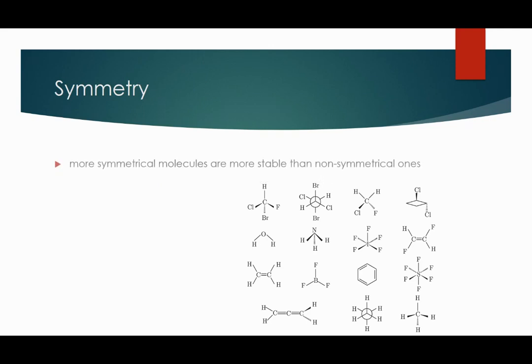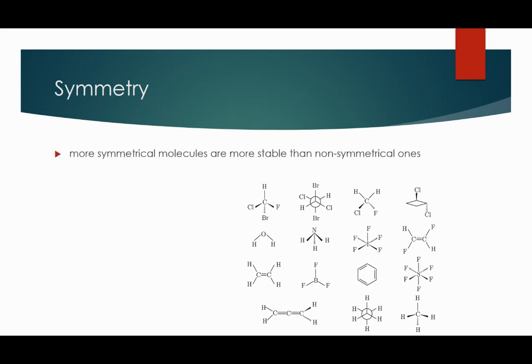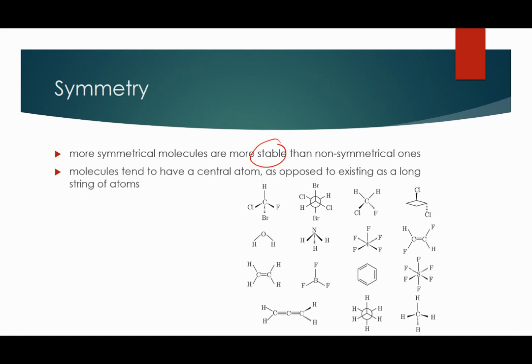Lastly, in terms of symmetry, when you actually start drawing these out, molecules want to be symmetrical. The more symmetry it has, the more stable it is. As we all know in chemistry, everything wants to be stable and happy. So if it is not symmetrical, it's going to be less stable. Molecules tend to have a central atom, so they don't exist in big long chains. They're usually going to be existing with the central atom, and that central atom can change. You usually have to look at what you are looking at.